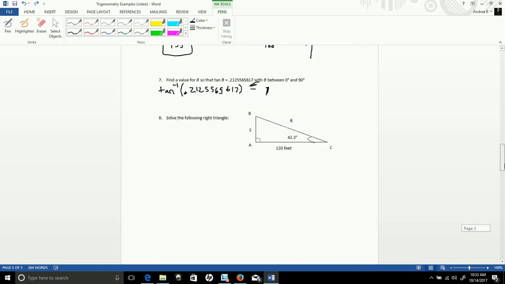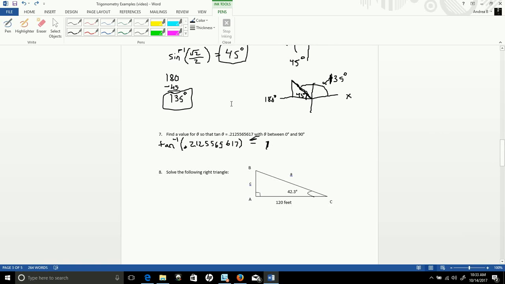So here, once again, you should get 12 degrees. So make sure that you do know how to enter these into your calculators. And this, once again, is what your theta is equal to, what that angle is. The angle here is 12 degrees. So again, that's from entering in your inverse tangent function of the value that we are looking for. So for both of those, for 6 and 7, you're using your inverse functions.